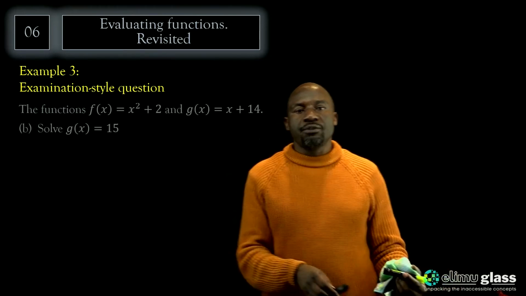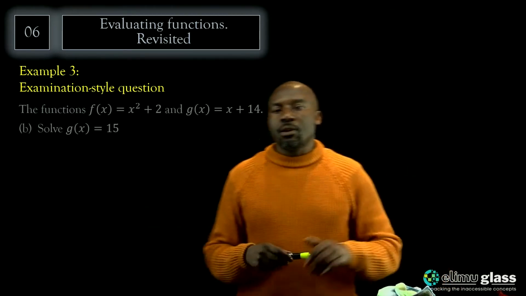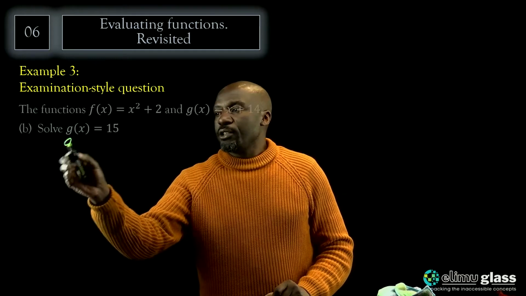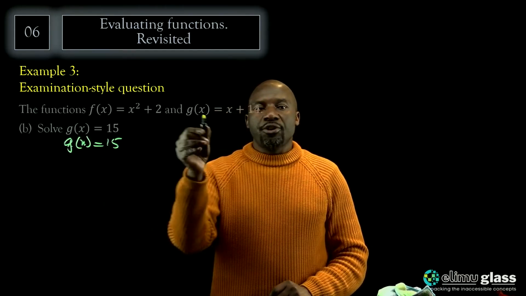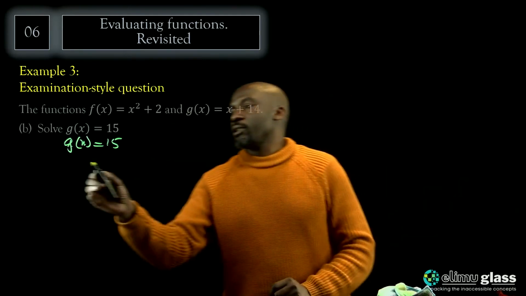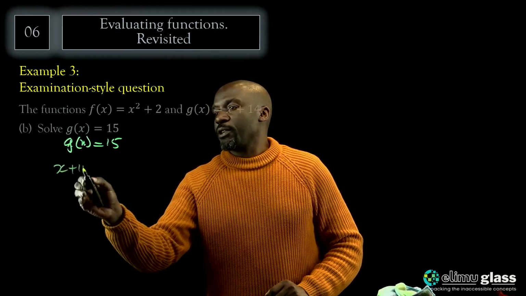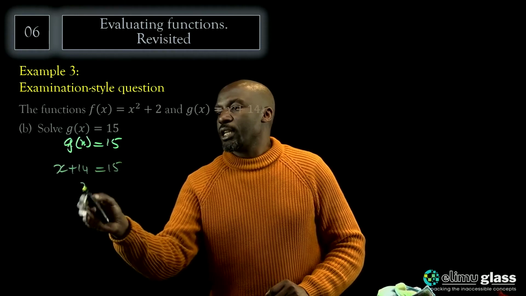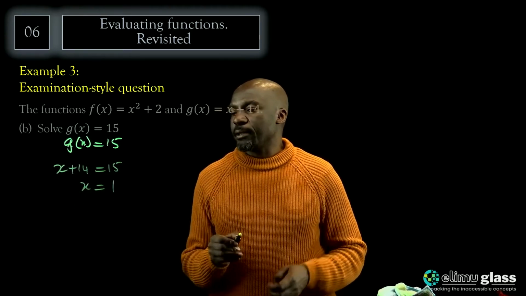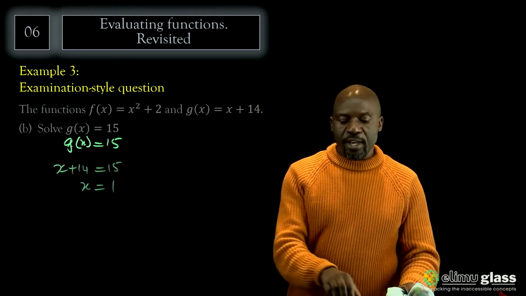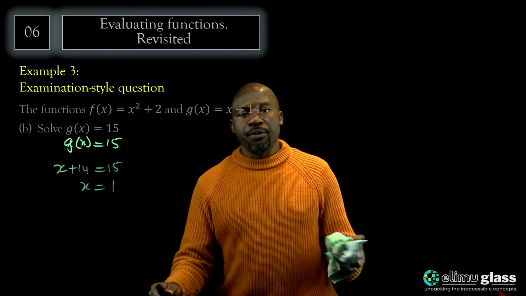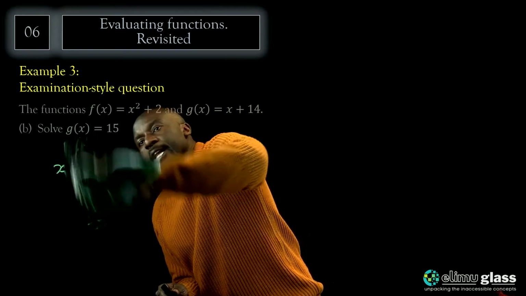Right. Next, part B was to solve g of x is 15. So if g of x is 15, well, g of x is x plus 14. So we are saying x plus 14 is 15. So clearly x is 1, right? So we have solved the equation g of x equals 15. Okay, next.